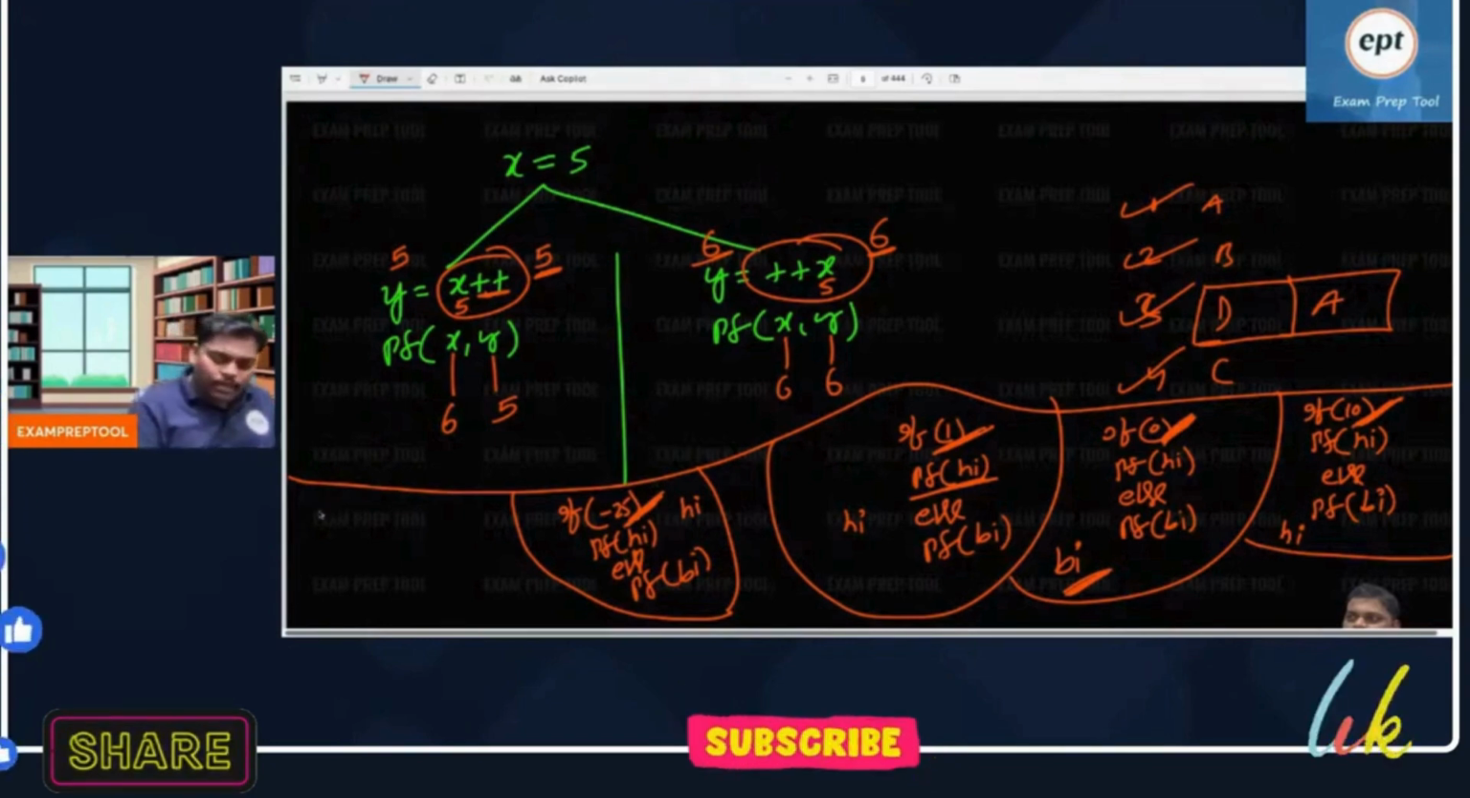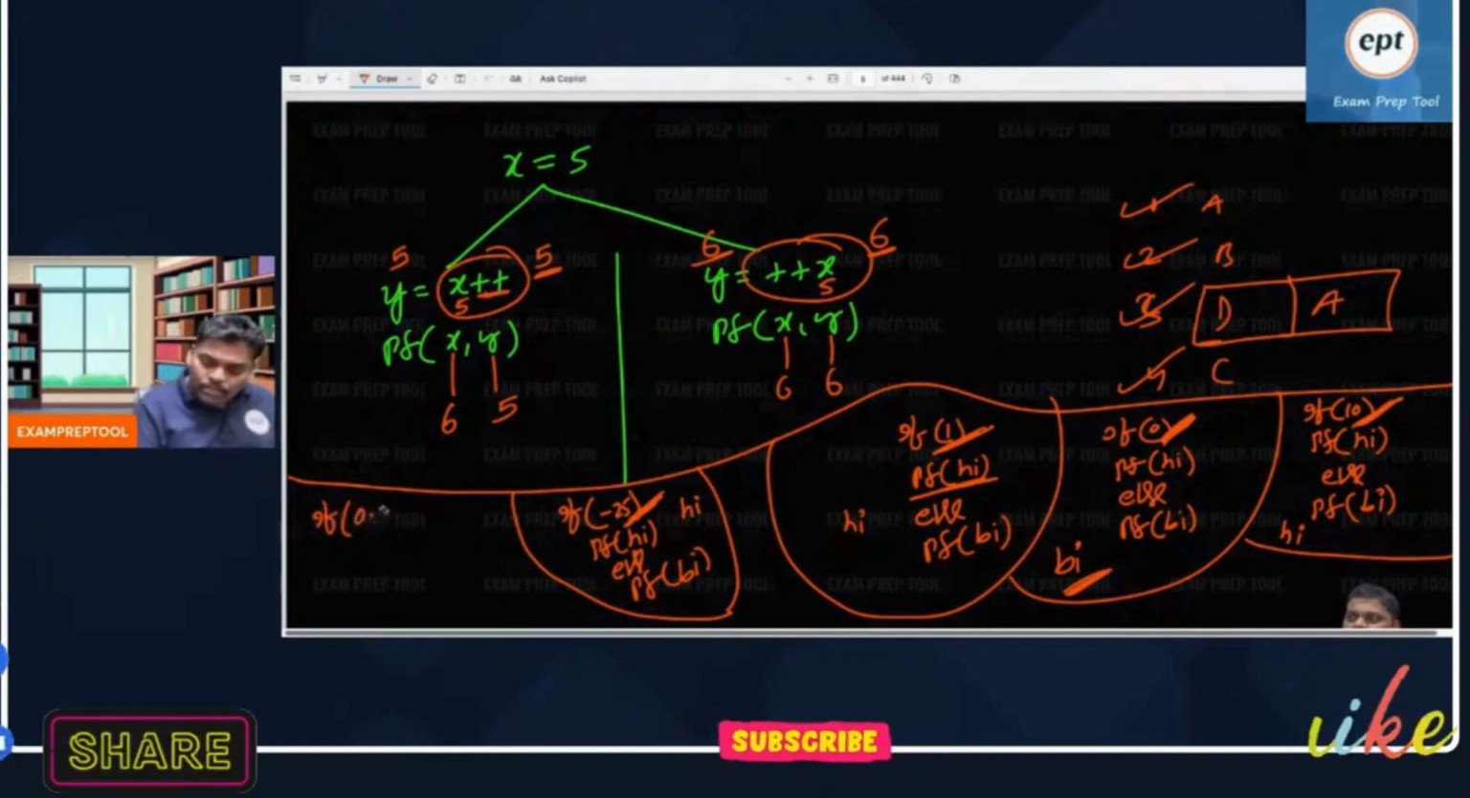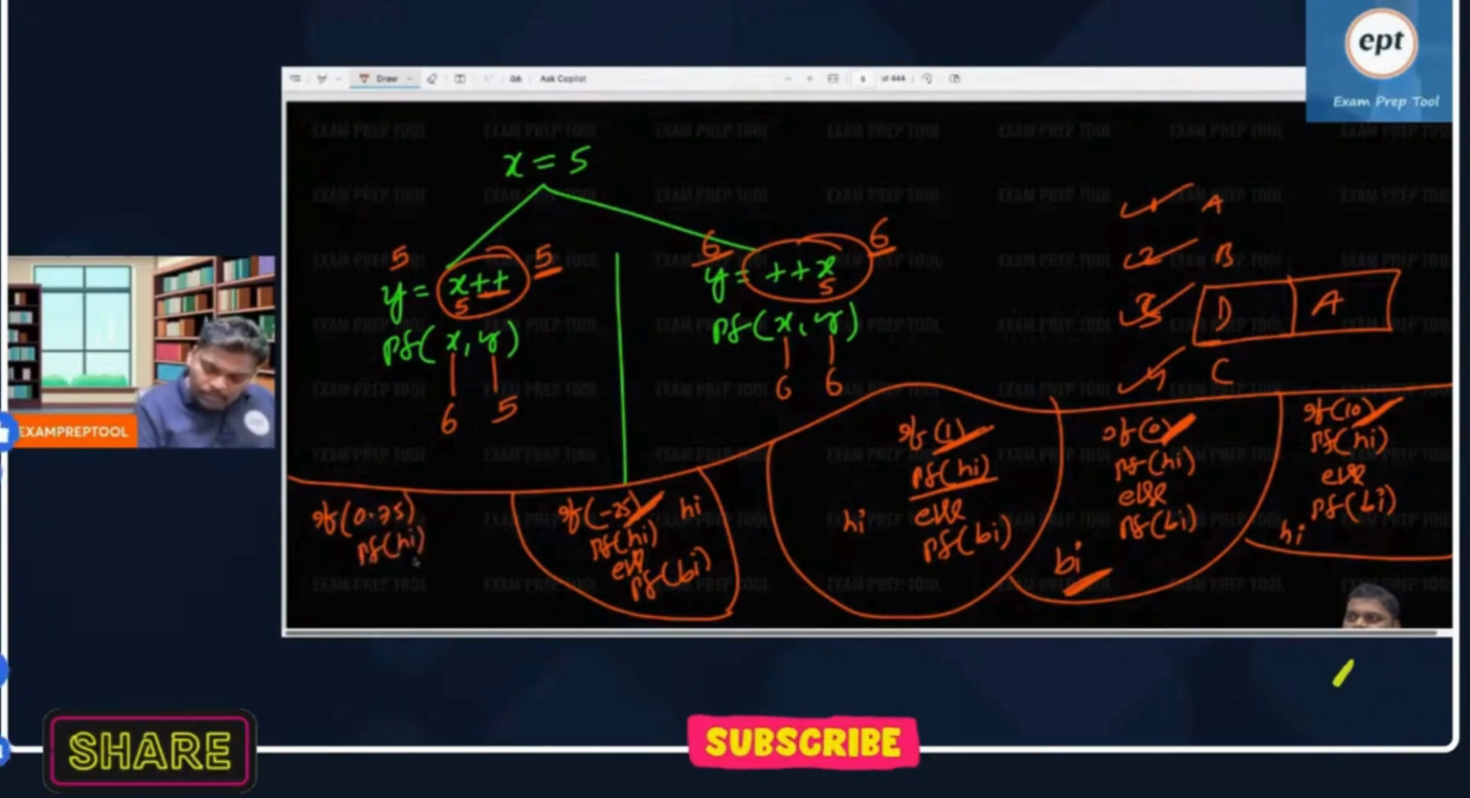Last one. Be careful everyone now. If 0.75, print high, else print bye. What is the answer?